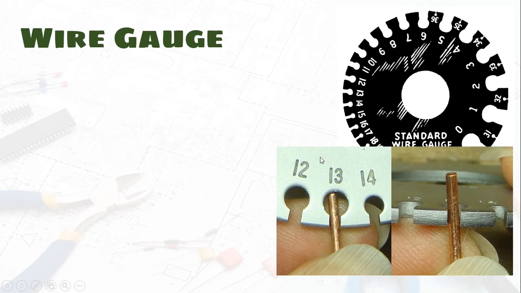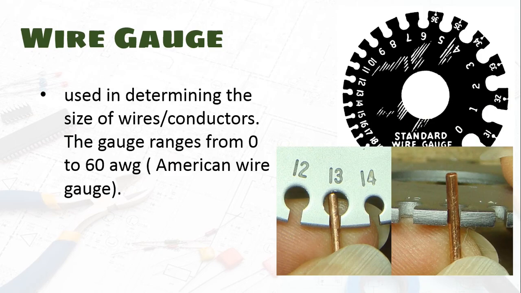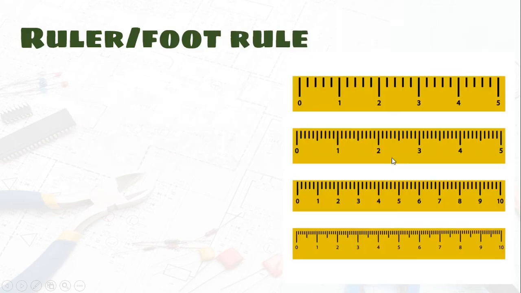And next one, we have the wire gauge. So para din siya micrometer, but this one used to determine the size of wires or the conductors. So the gauge ranges from 0 to 60 AWG or the American wire gauge. So ito ang example ng isang wire, diba? Yung copper part niya. So sinusukat natin kung gaano siya kakapal or kanipis. So ipinapasok natin siya sa mga butas na ayan. So that is a wire gauge.